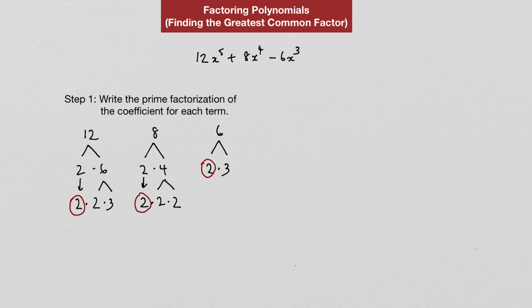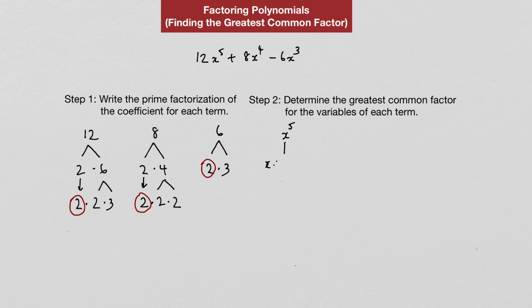Okay, so step 2 is to do the same thing with the variables. In other words, we're going to determine the greatest common factor for the variables of each term. So let's go ahead and work the first variable, which is x to the fifth. We find that x to the fifth is actually x times x times x times x times x. So that's 5 x's.